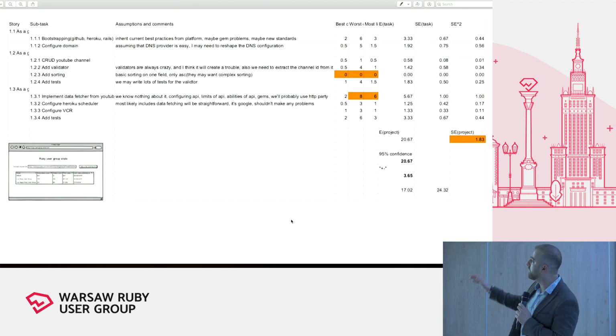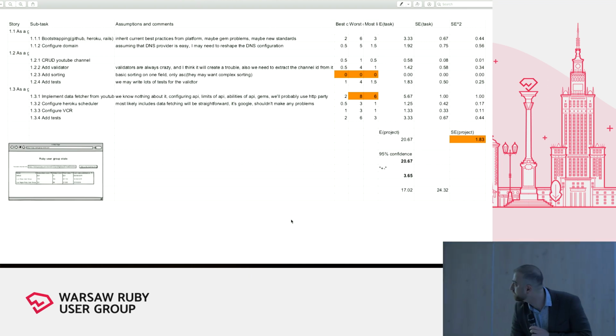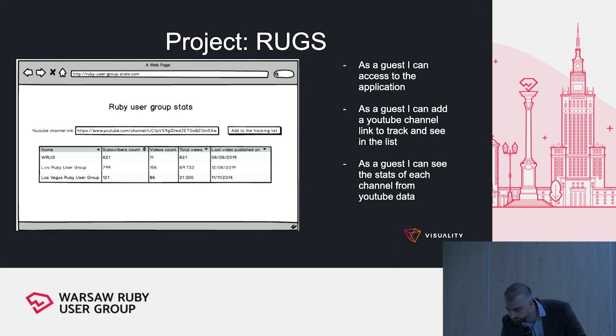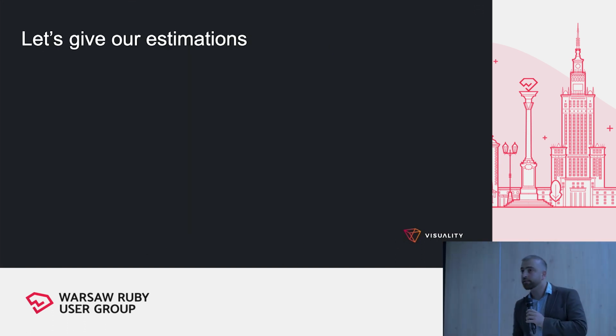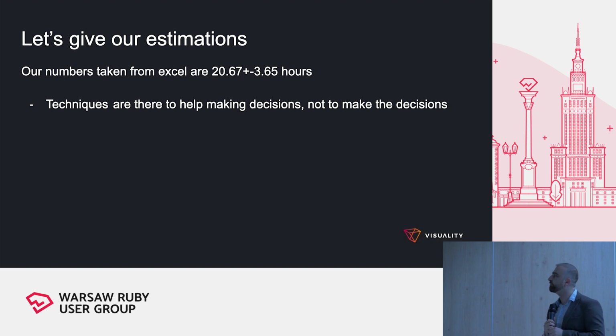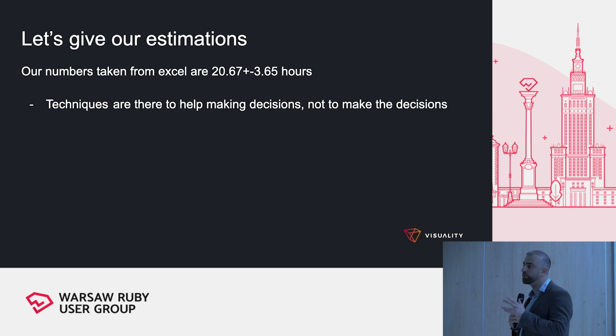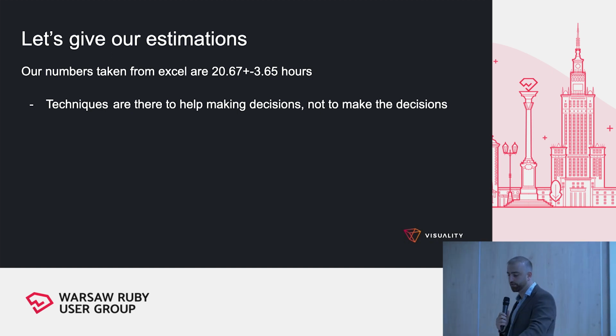So this is how the estimations really work. Let's get this number and get back to the slide. Okay, let's give our estimations. We did the math. Our numbers taken from Excel were 20.67 plus minus 3.65 hours. Techniques are there to help you make decisions, not to make decisions. Don't forget about it. You are the one who is going to be accountable for the estimation.